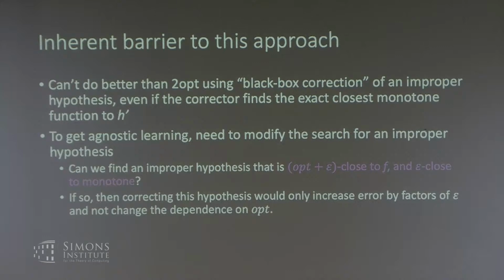So in order to get an agnostic learning guarantee and get rid of this 2, we need to not make the improper hypothesis a black box. We need to improve the improper search to find a hypothesis that's both opt+ε close to f and ε close to monotone, rather than opt+ε close to monotone. Then when we do black box correction, we can only inflate the error by a factor of ε, and that's good.